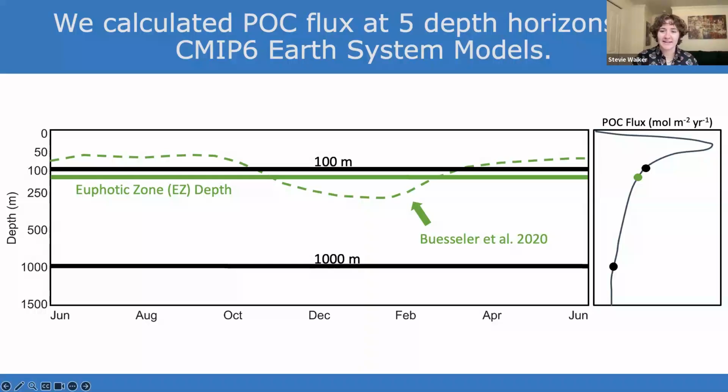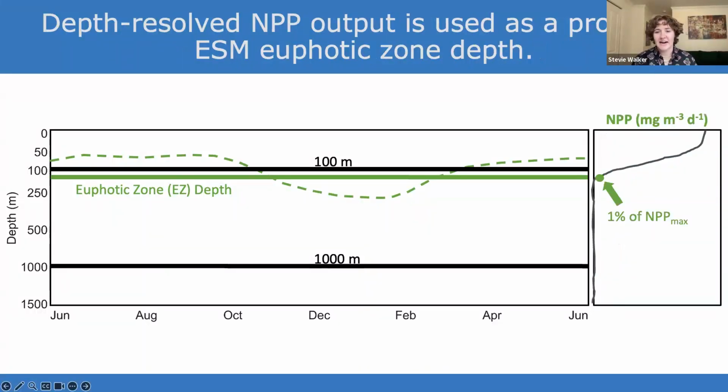So I want to give a quick aside to talk about how we did this. Observationally, euphotic depth is typically defined using a PAR sensor, but ESMs don't have a PAR variable. So instead, we used depth resolved NPP output and defined the euphotic zone depth as 1% of the maximum NPP. And this corresponded really well in the models with where NPP approaches zero, which is operationally what we're looking for when defining the euphotic zone depth.